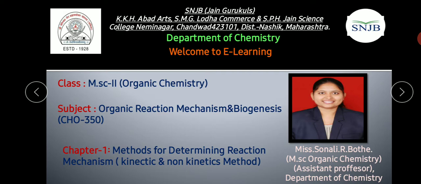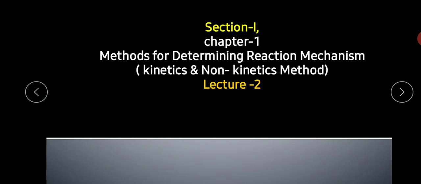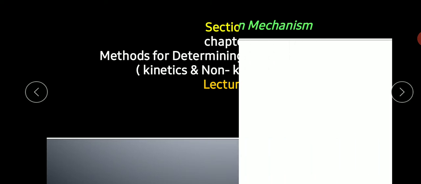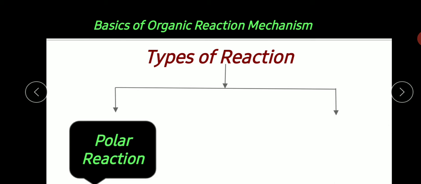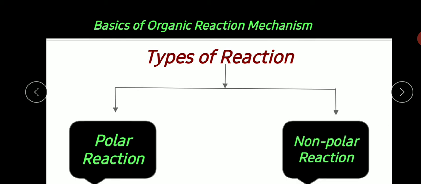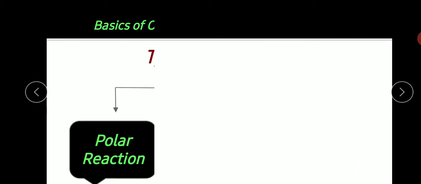Today I am going to start chapter first, Methods for Determining Reaction Mechanism, Kinetic and Non-Kinetic Methods. Today we will see some basic concepts of organic reaction mechanism related to this chapter. First, see the types of reaction. There are two types of reaction: first is the polar reaction and second is the non-polar reaction.